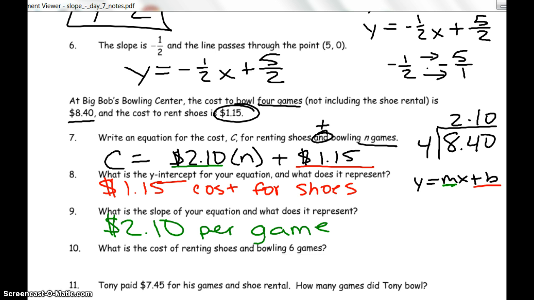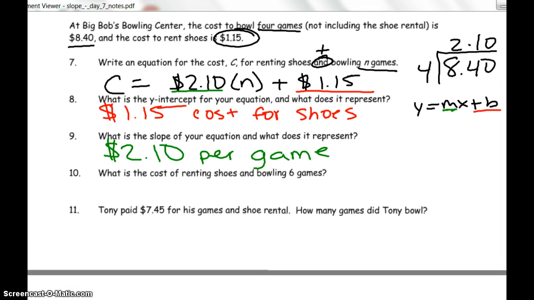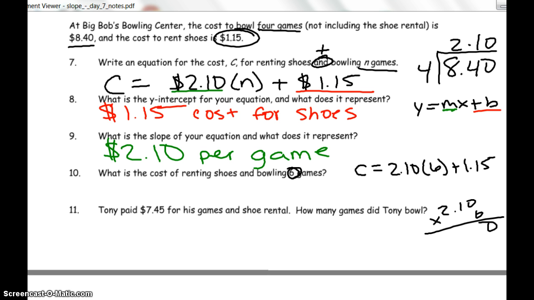So now it tells us we have 6 games that we need to figure out. What is the cost of renting shoes and bowling for 6 games? We're just going to take this number and plug it into our equation. So we're going to get cost equals 2.10 times 6 plus 1.15. So we'll multiply 2.10 times 6, we get $12.60, and then we're going to add that 1.15, and we arrive at the fact that it will cost us $13.75.